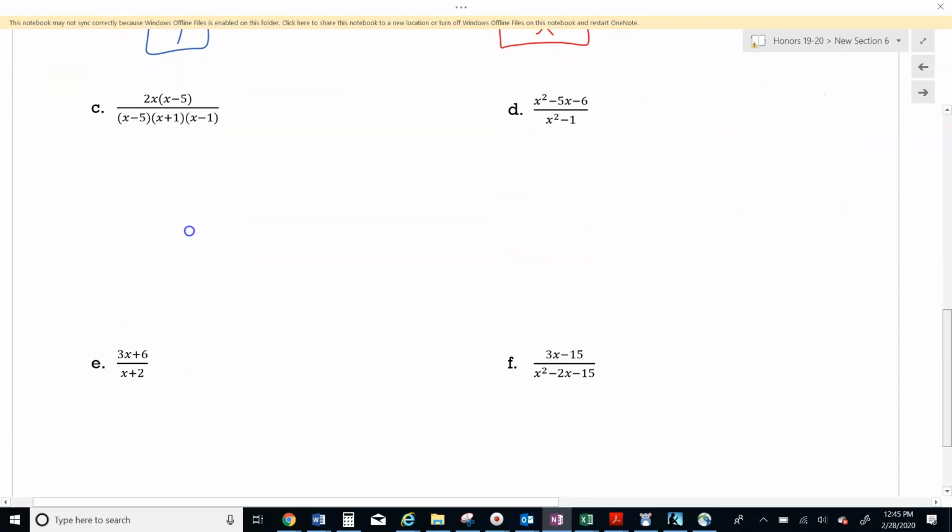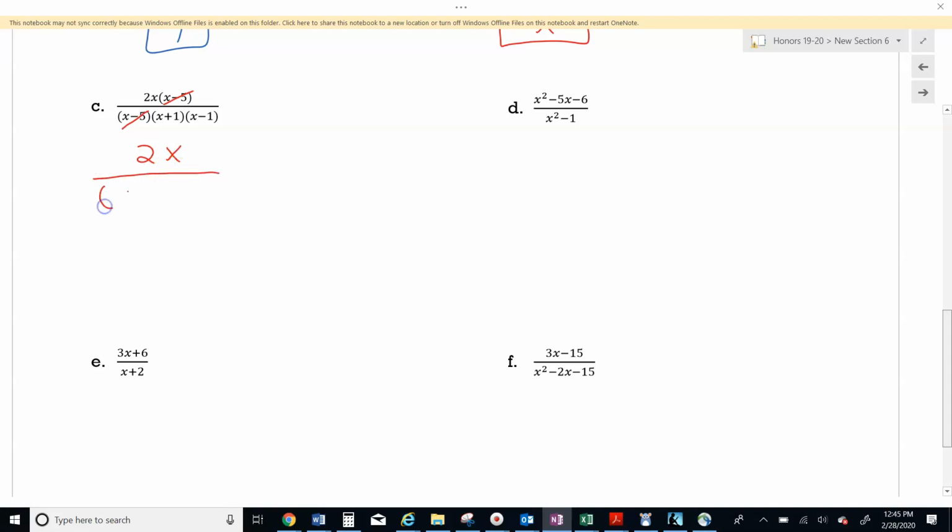All right, looking at C, 2x times x minus 5 over x minus 5 times x plus 1 times x minus 1. So this is already all split up for us. Again, all these things are being multiplied. So I can cancel out this x minus 5 and this x minus 5. So I have 2x over x plus 1 times x minus 1. I cannot cancel the x's here.